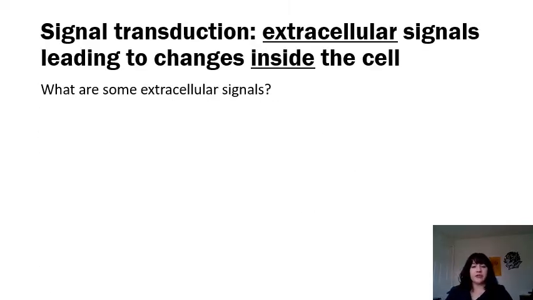Again, when we're talking about signal transduction or cell signaling, that's taking a signal from outside the cell, some type of molecule or stimulus, and using that to make changes inside the cell. So that's what they mean when they say transduce, right? It's changing forms. We're taking a stimulus from outside the cell and having some type of change inside of the cell. So think about some extracellular signals. Take a moment, pause the video, and think about what types of signals you currently know of.